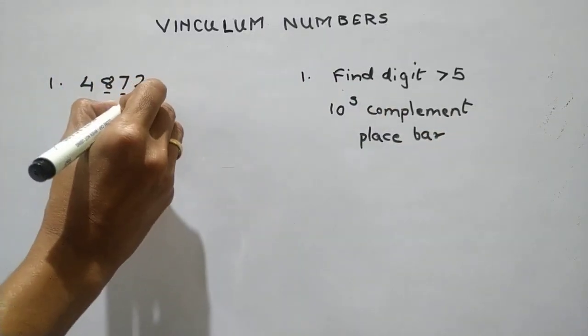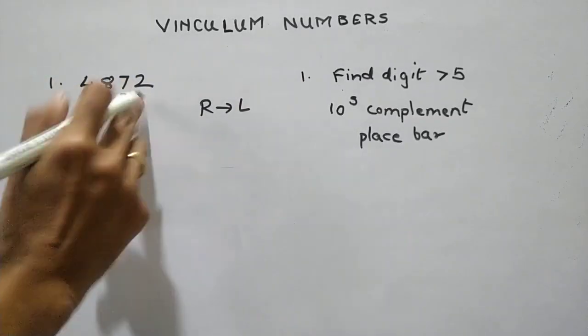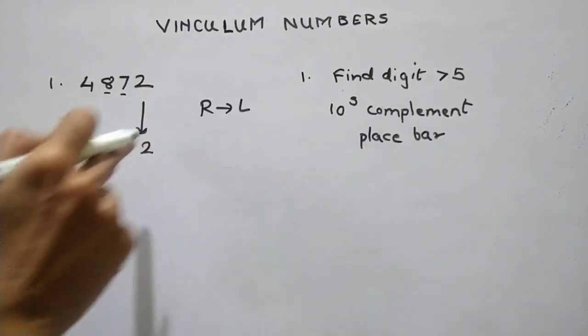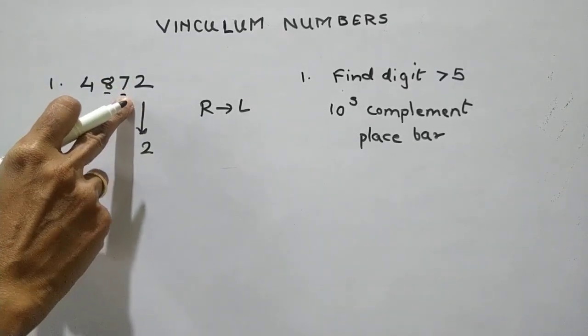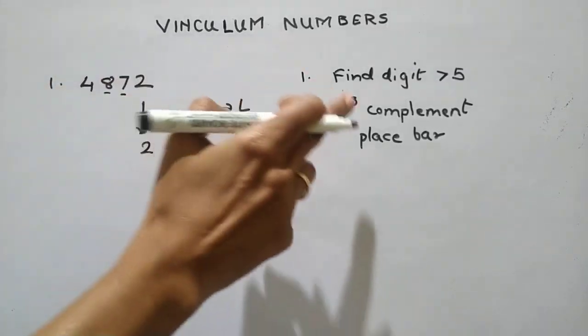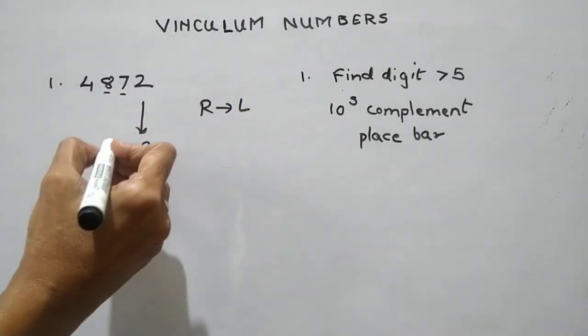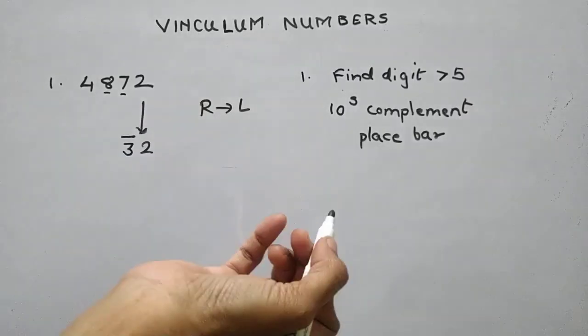Now, we go from right to left. The first digit is 2, so it is already less than 5, so we take it as it is. The first digit which is greater than 5 is 7. So, what we do is we take tens complement of 7, so that is 10 minus 7, 3, and we place a bar over it.